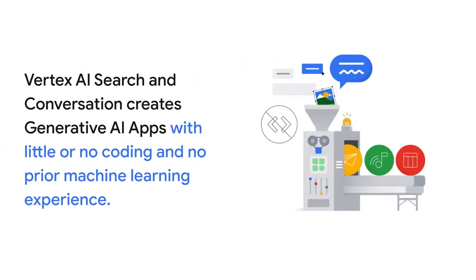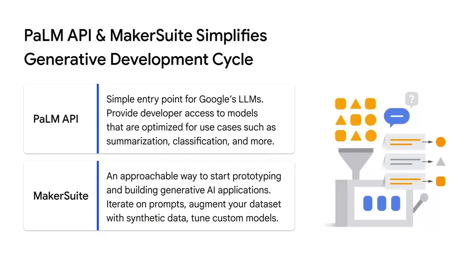Next, we have Vertex AI, which is particularly helpful for all of you who don't have much coding experience. You can build generative AI search and conversations for customers and employees with Vertex AI Search and Conversation, formerly GenAI App Builder. Build with little or no coding and no prior machine learning experience. Vertex AI can help you create your own chatbots, digital assistants, custom search engines, knowledge bases, training applications, and more. And then we have Palm API.